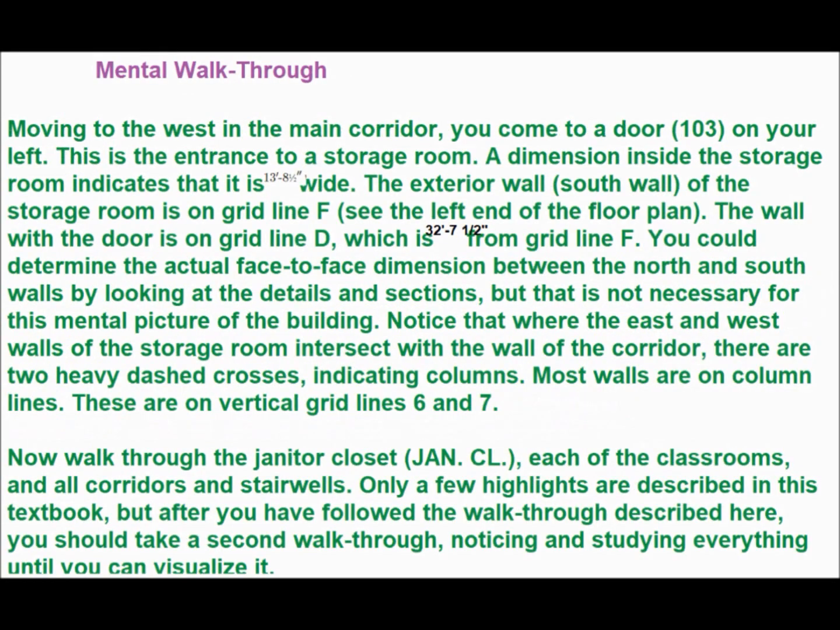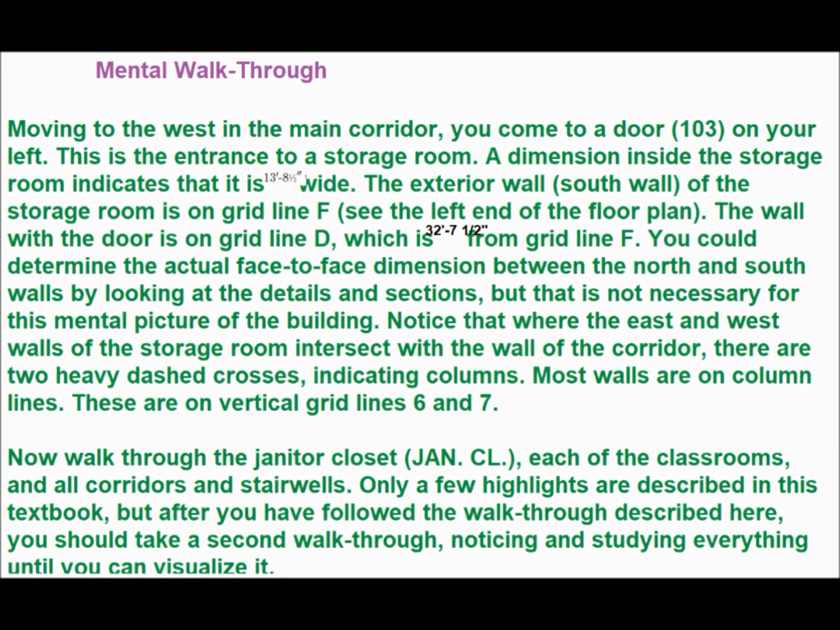Moving to the west in the main corridor, you come to a door, 103, on your left. This is the entrance to a storage room. A dimension inside the storage room indicates that it is 13 feet 8/2 inches wide. The exterior wall, south wall, of the storage room is on grid line F. See the left end of the floor plan. The wall with the door is on grid line D, which is 32 feet 7/2 inches from grid line F. You could determine the actual face-to-face dimension between the north and south walls by looking at the details and sections. But that is not necessary for this mental picture of the building.